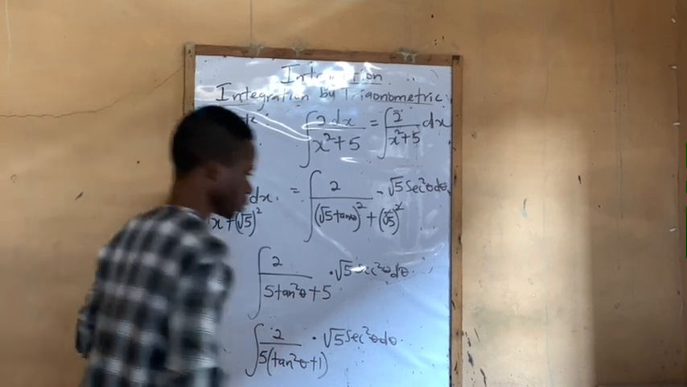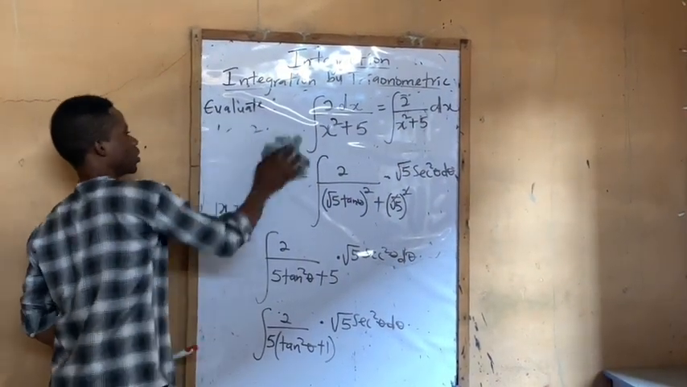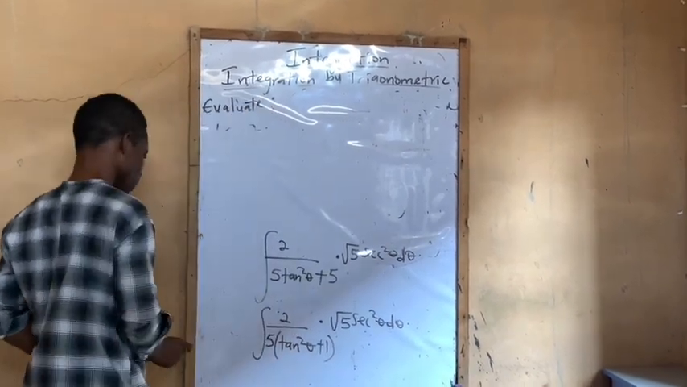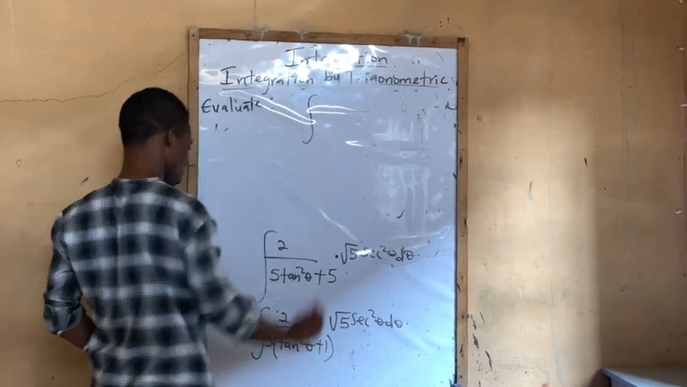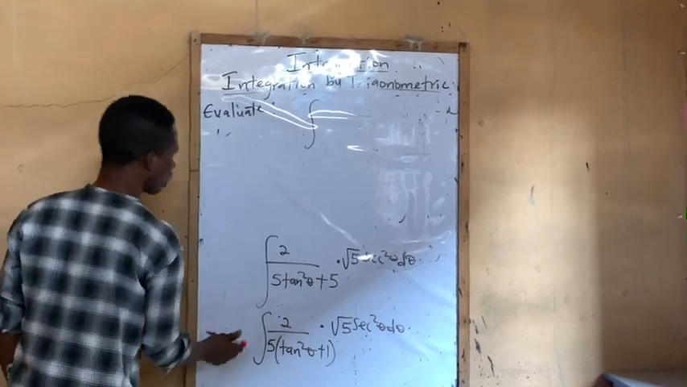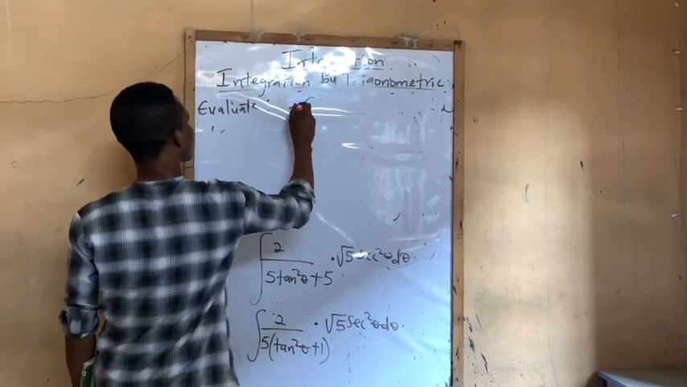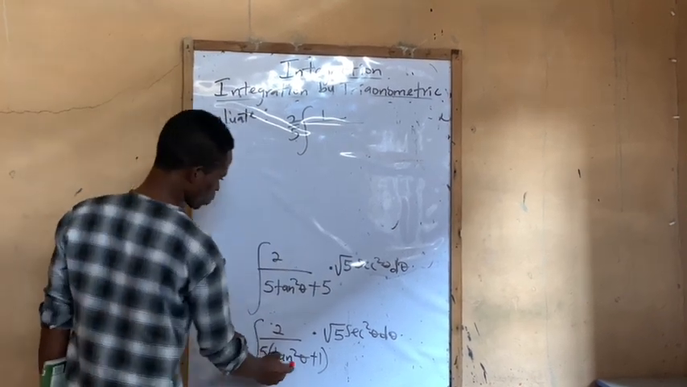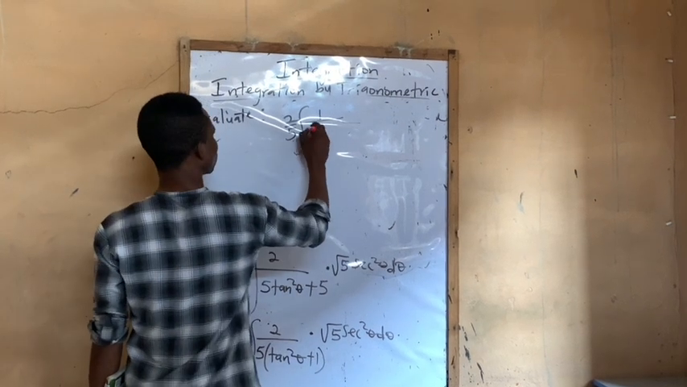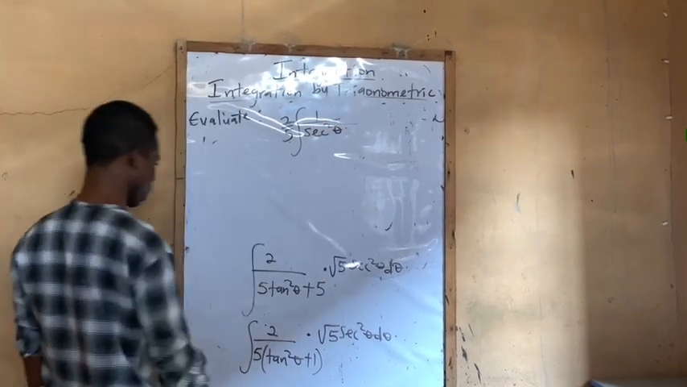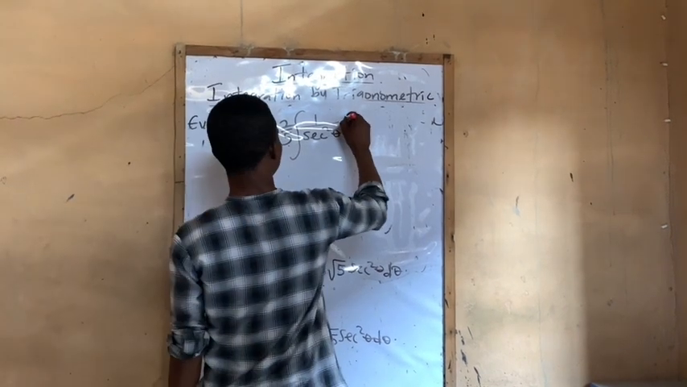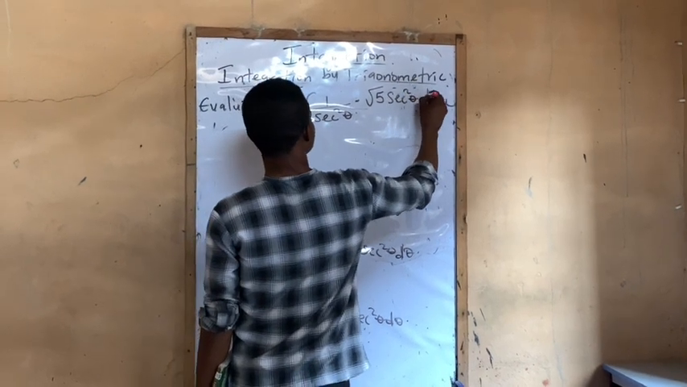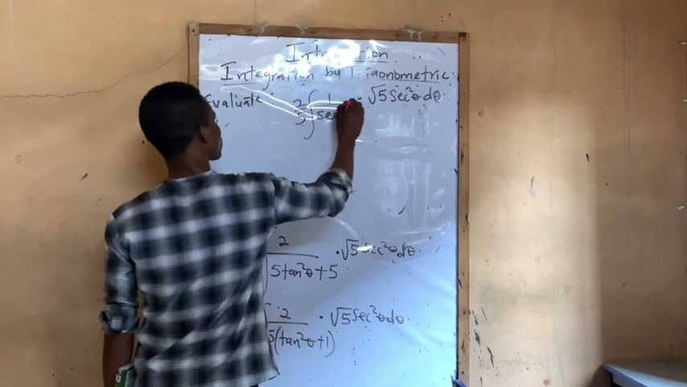So the next thing we do is that in the integral, I can bring out this 2 over 5. 2 over 5, that is 1 all over, so the tan squared theta plus 1, that is sec squared theta. Sec squared theta, multiplied by root 5 sec squared theta d theta. So sec squared theta cancels sec squared theta.